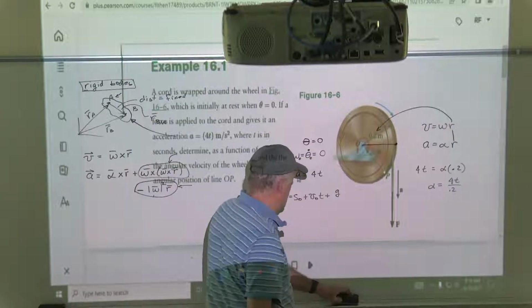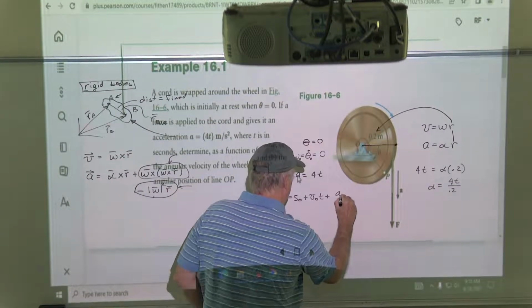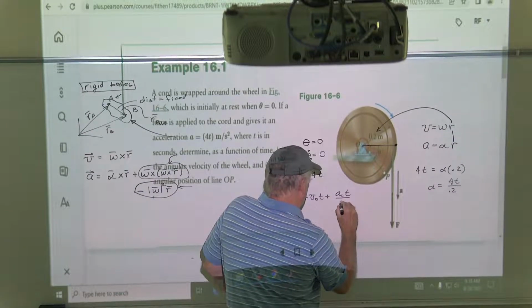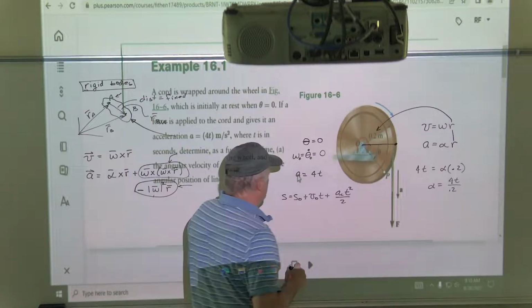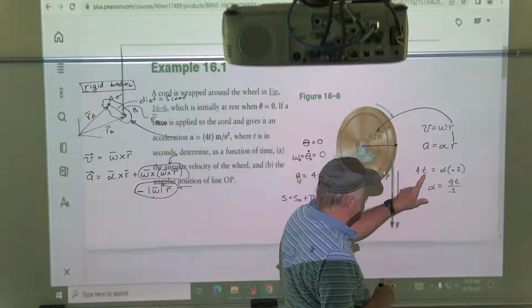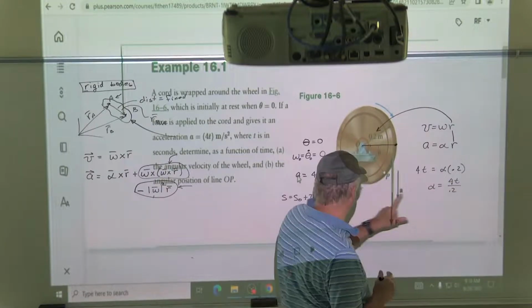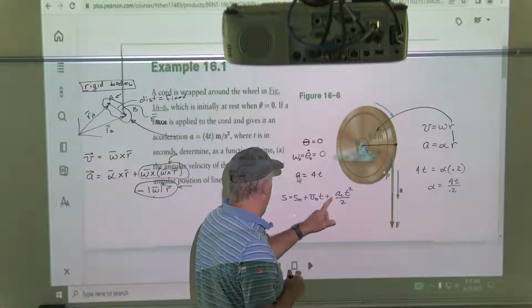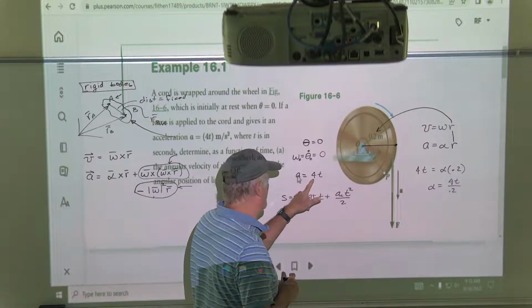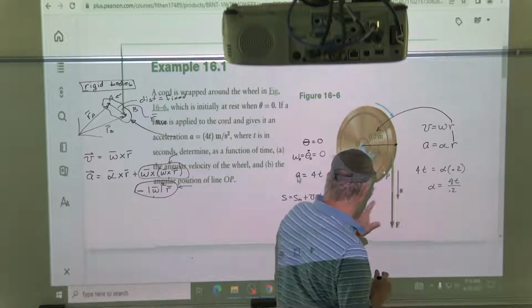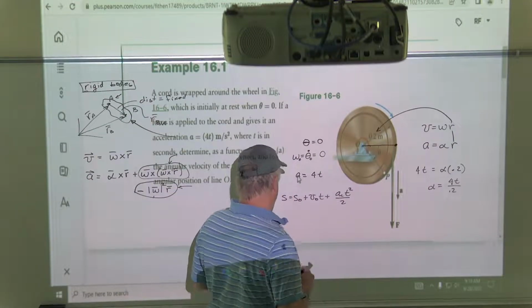Not g, but acceleration constant. Constant acceleration. T over that squared. The question is, is it constant? The answer is no, it's not. So we can't use this. We could, if he said acceleration is equal to 4, and then alpha would be fixed. So what do we do?